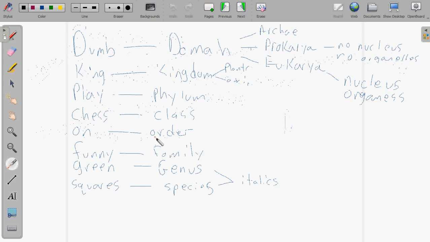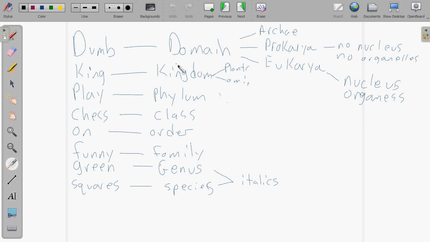A mnemonic device to help remember the classification scheme is dumb kings play chess on funny green squares. All right. So DKPCOFGS. So you have the domain, the kingdom, phylum, class, order, family, genus, species. These two, genus is capitalized, species is not. They're both written in italics when you're writing a scientific name.